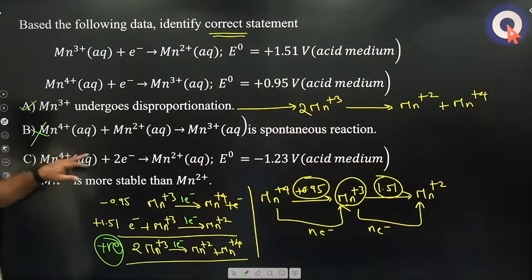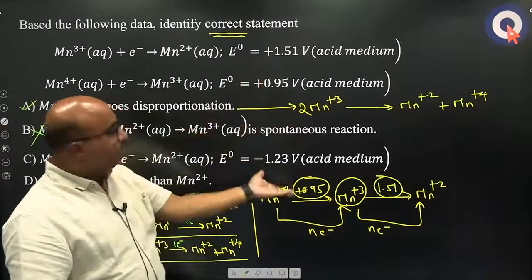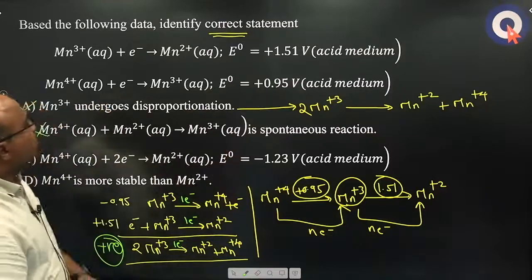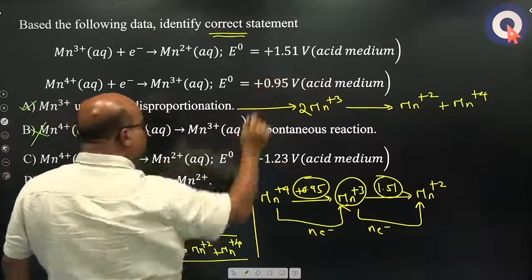Then Mn plus 4 to plus 2 electron giving this. How to calculate this, we have already seen. Add these two reactions and divide by 2. Then you will get not minus 1 point, anyhow both are positive. So we won't get this also.